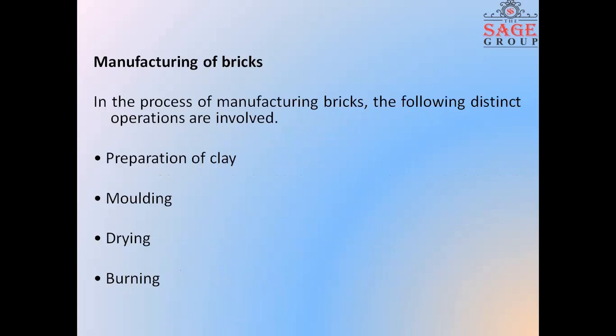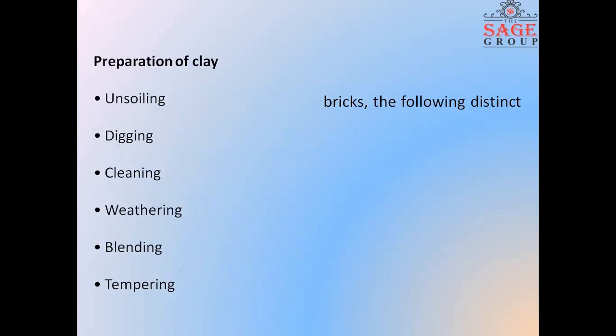So let's come to the manufacturing process of the brick. That means it consists of mainly four processes. That is the preparation of clay, molding, drying, and the burning process. First one is the preparation of clay. And if we talk about the preparation, that is unsoiling, digging, cleaning, weathering, blending, and tempering.